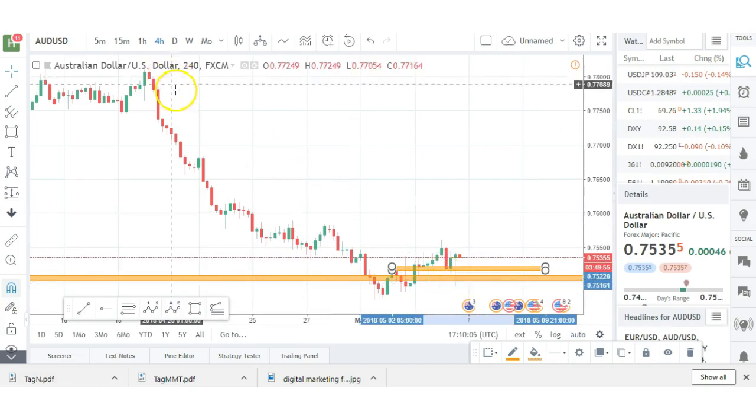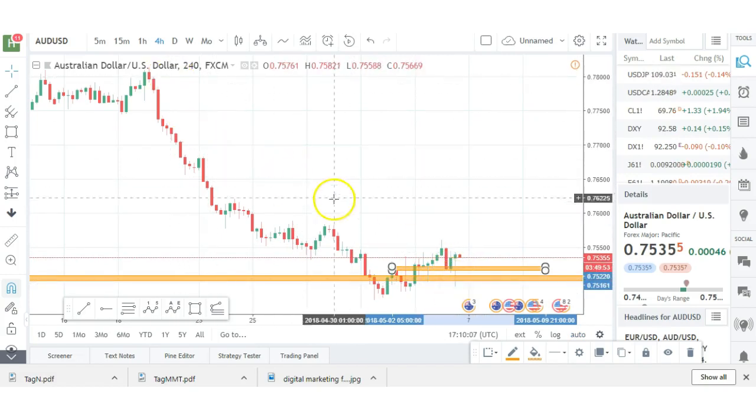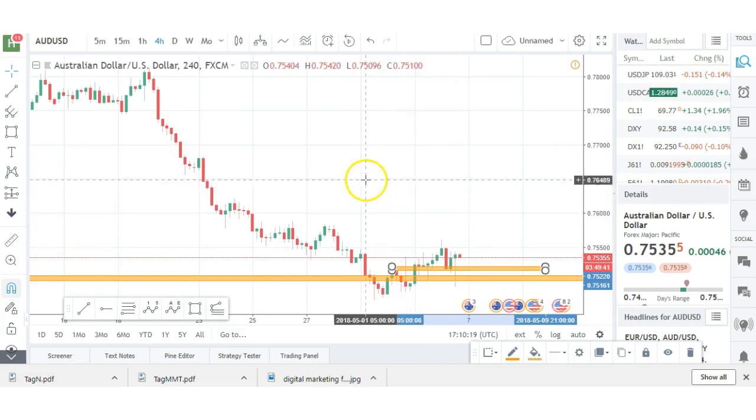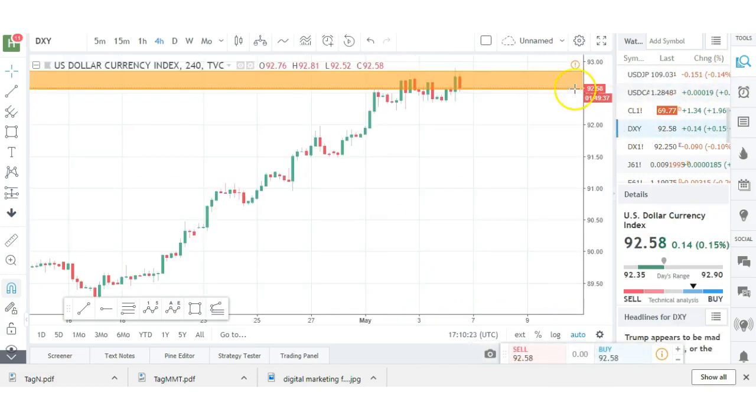Okay. On the 4 hour. Broke above this. Okay. So we could be possibly moving up on this. And just keep in mind the dollar index. Okay. This is it on the 4 hour.